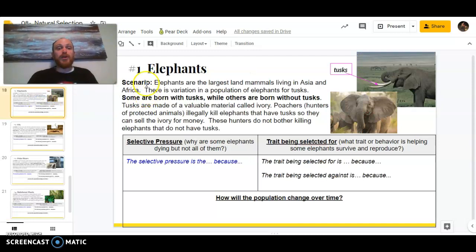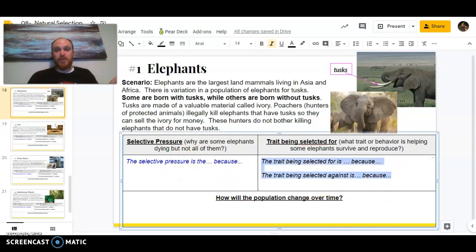So for each one, you're going to read the scenario. You're going to figure out what the selective pressure is. Make these blue like the other ones. You're going to determine which traits are being selected for and against, and predict how the population will change over time. Now this should be hard. This should be difficult. This should require quite a bit of practice, which is why I'm giving you so much. So I want you to give it a shot.